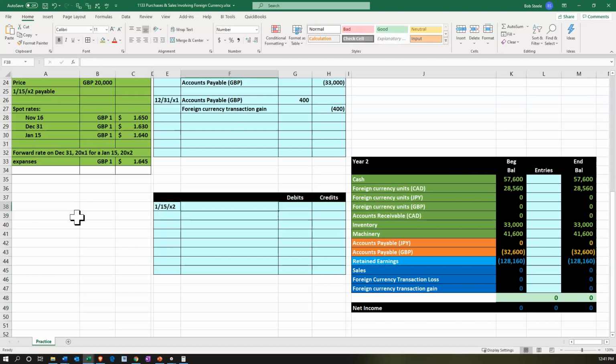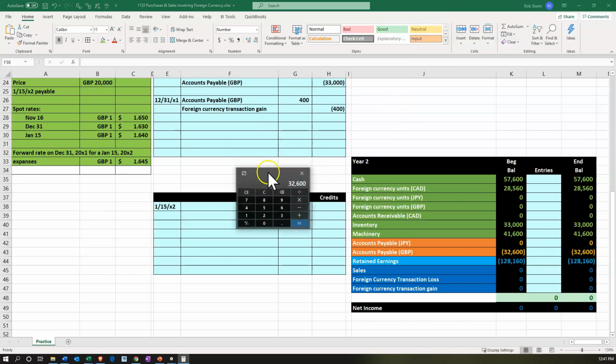And so we have to revalue this thing again for the spot rate change in January. So let's pull out the trusty calculator. We're going to say currently it's on the books at 32,600, but now the exchange rate is 1.64. So if we take that 20,000 times the 1.64, we get the 32,800, which is $200 higher. So we're actually going to pay, in current equivalent dollars, $200 more now.